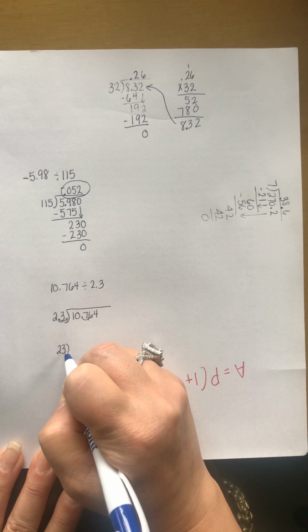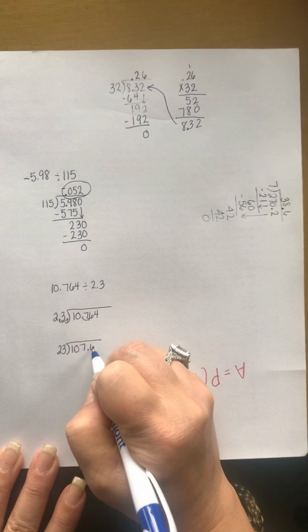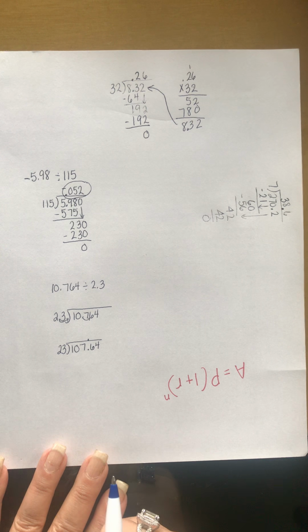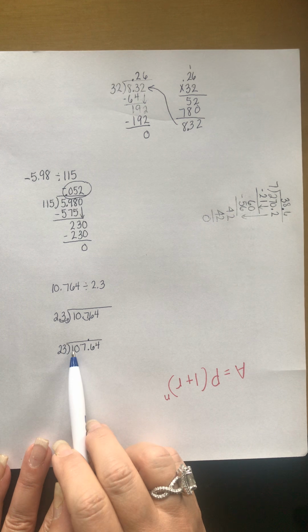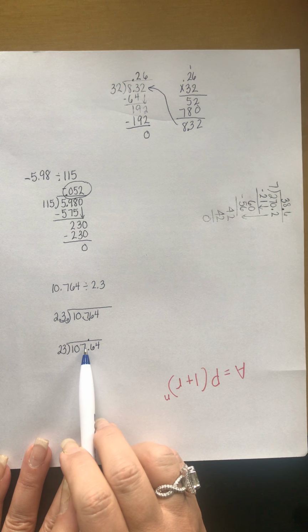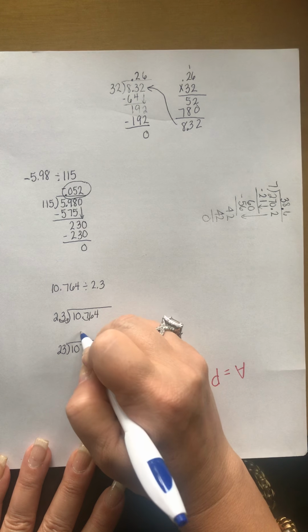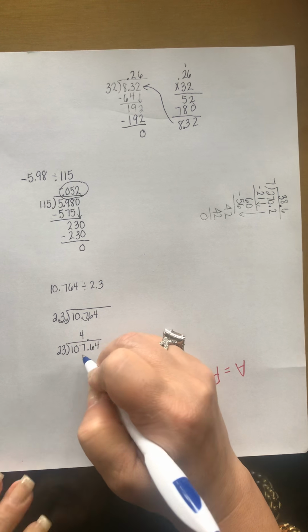So 23 now goes into 107.64. So put the decimal in the right spot. So now, how many 23s go into 1? None. None into 10. Now we can do, how many 23s are into 107? And that would be 4. And 4 times 23 is 92.